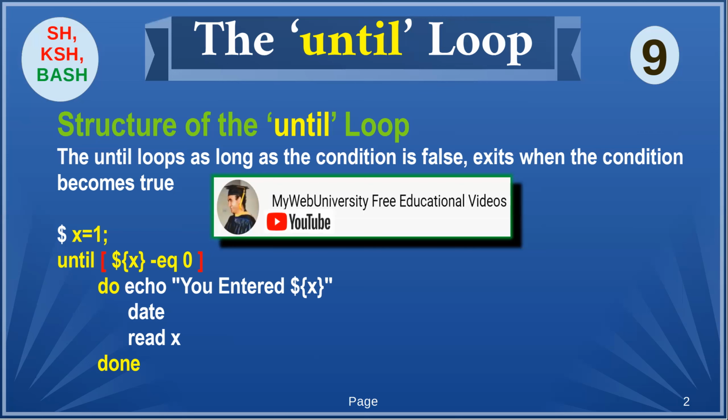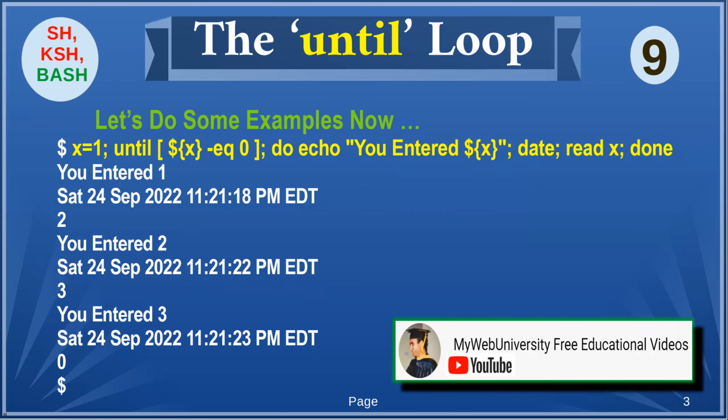Otherwise, it continues. This is another example of the same kind of looping. I entered 1, and it says you entered 1, which was x equal to 1 in the first place. Then it printed the date and read the x value again, and I entered 2, and it displays that output. Then I enter 3 and it displays that output. When I enter 0, it exits, because with 0 the condition becomes true.